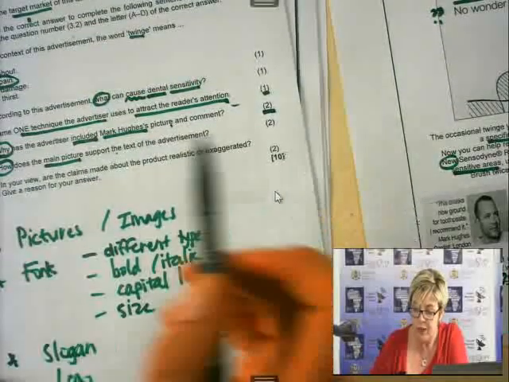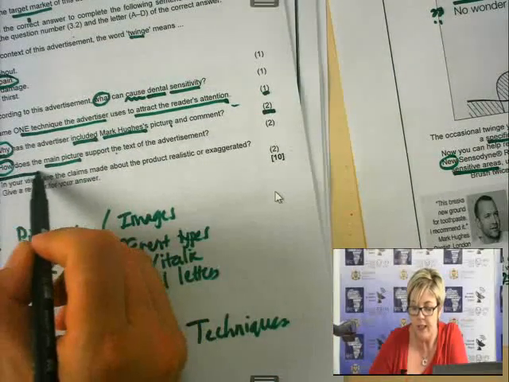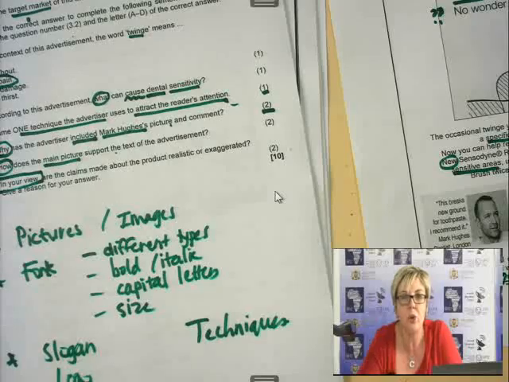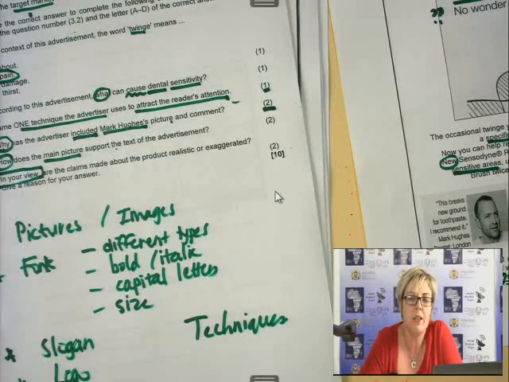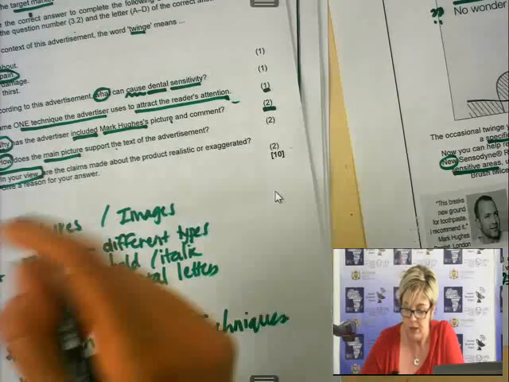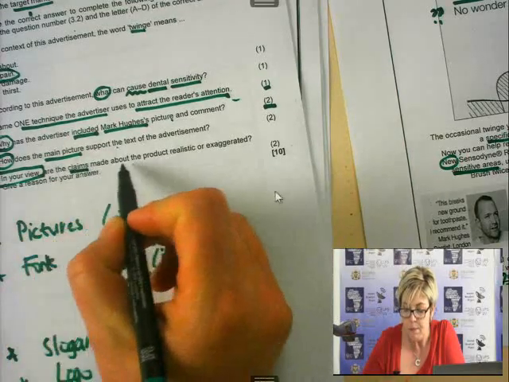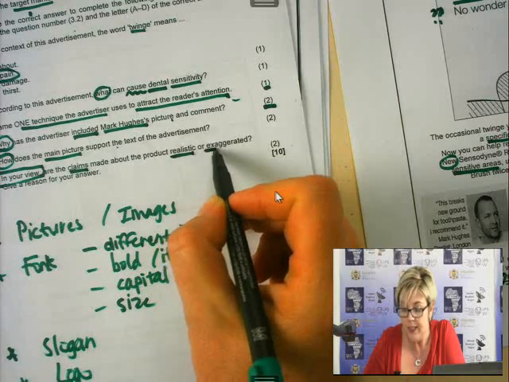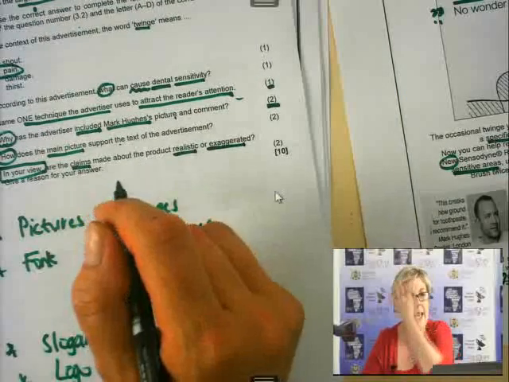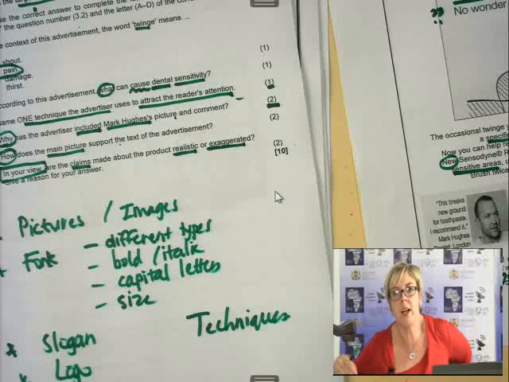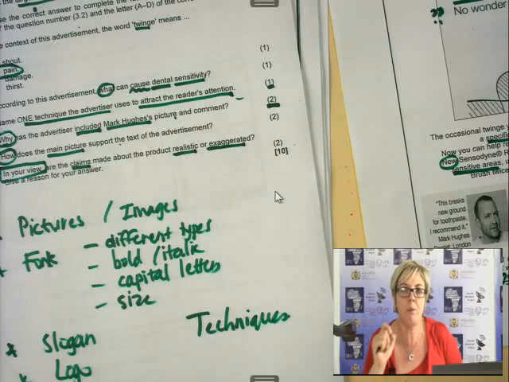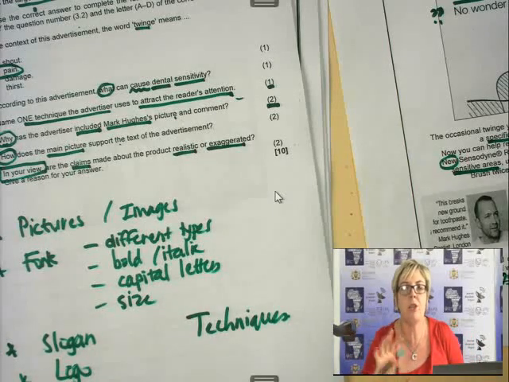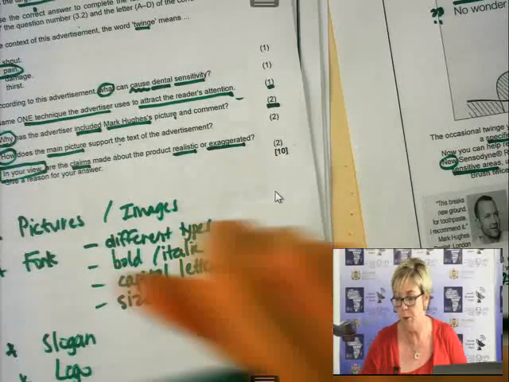And then the last one, oh, here we get that level 5 question. In your view, what does that mean? In your opinion. In other words, they want to ask you, what do you think about this? Are the claims made about the product realistic or is it exaggerated? Now, what claims are made about this product? In other words, a claim is basically a promise they make. This product can do this. We guarantee it, we promise it. What claim does this product make?